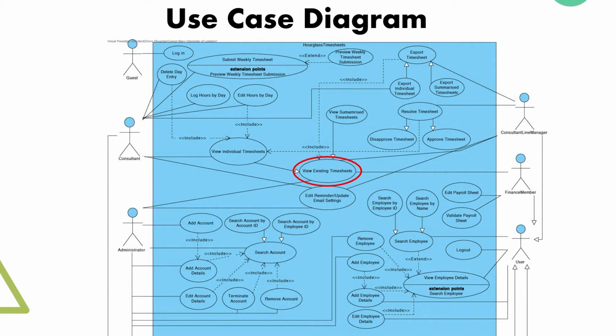Users are able to filter the view of timesheets by client name, project name, task, and consultant name for managers, finance members, and admins. A filtered view will be convenient for all users to access timesheets based on their needs. Consultant line managers and finance team members can view a summary of all consultants' timesheets.